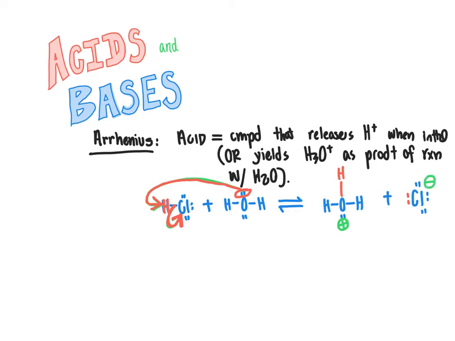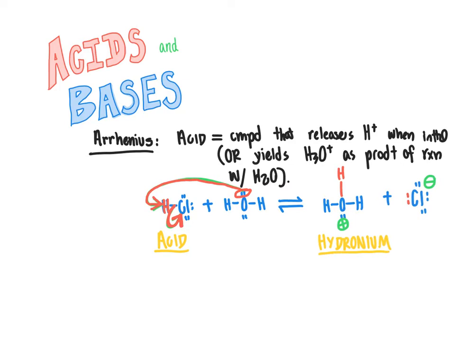The chlorine atom, if we calculate the formal charge on it, is going to have a formal charge of -1. So certainly here, our HCl would classify as an Arrhenius acid because when we place it with water, we can show that it's reacting with water to give H3O+, which we refer to as our hydronium ion, as a product of this reaction.